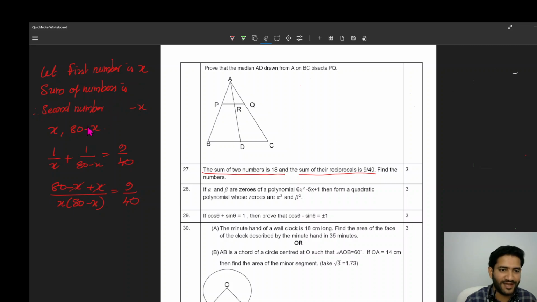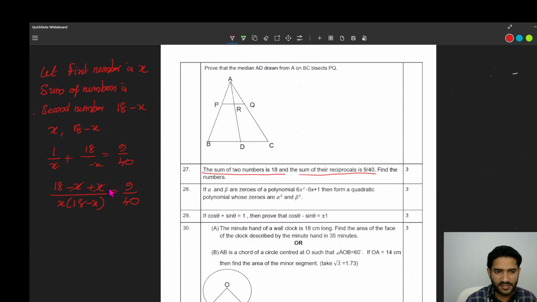Read the question very carefully. A small mistake. So look at here, this is 18, 18. In the examination, read the question very carefully. It is 18, okay.